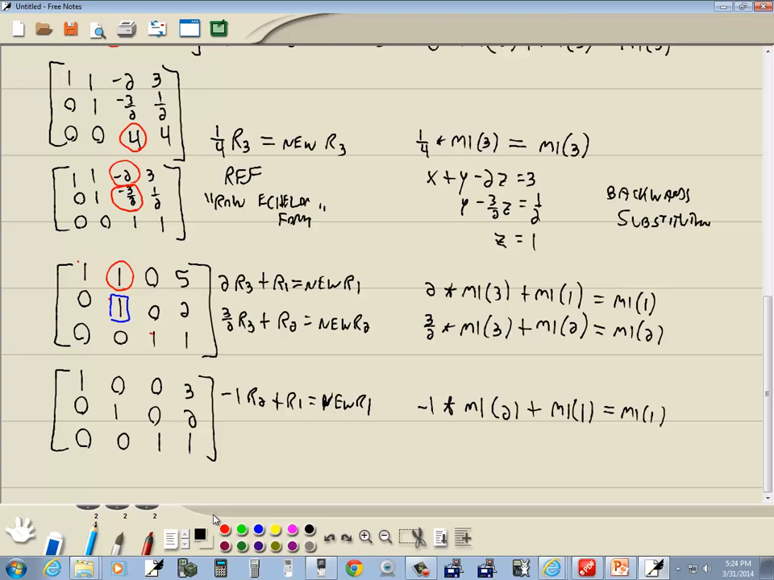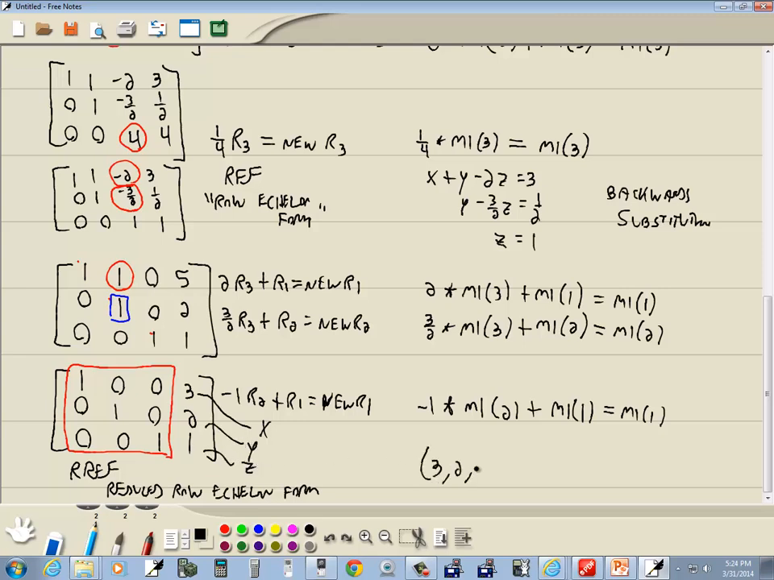Now, our goal was to get, in this first 3 by 3, that's when we're dealing with 3 equations, 3 variables, diagonal 1, 0, 0 elsewhere. And if we did, that's RREF. That stands for Reduced Row Echelon Form. And if we have it in that form, then our answers are the far right column. This is X, this is Y, and this is Z. So our answer will be 3, 2, 1.